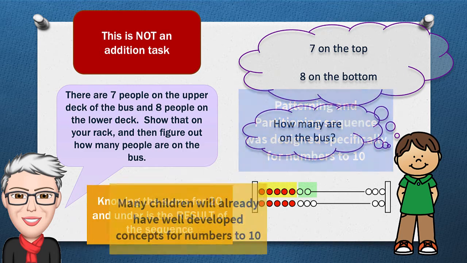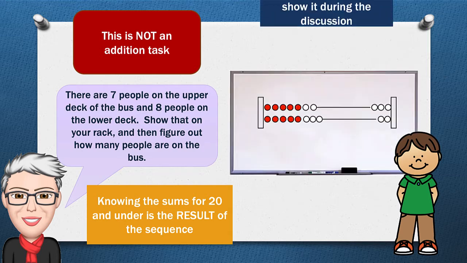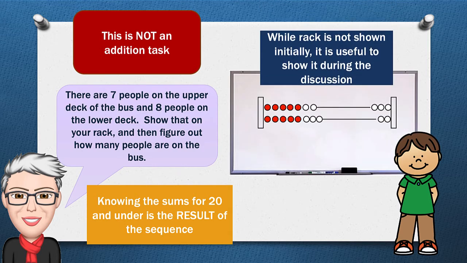Once children have made the configuration on their racks and had time to figure out the total, the teacher conducts a class discussion in which children explain how they figured out the total. The ways they reason are similar to those we have already discussed for the earlier version of this task. As a pragmatic point, I want to clarify that even though the teacher did not show her own rack when posing this task, it is useful for her to do so as the discussion progresses so that she can use gestures to help elaborate and clarify the explanations the children give.